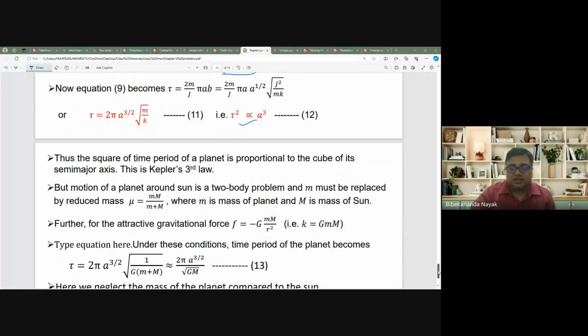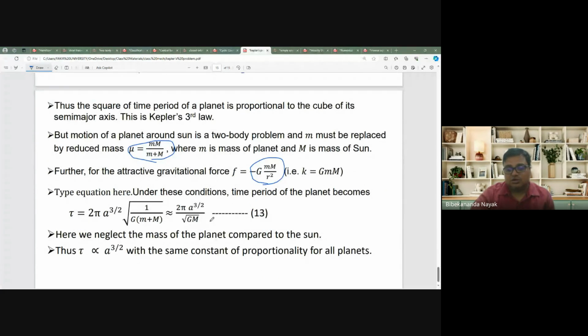For exact motion, you can replace m by the reduced mass, m M by m plus M. And for the attractive gravitational force, the force is equal to minus G m M by r square. Actually, you know the magnitude is G m M by r square, but it is an attractive force, and the total force is equal to minus G m M by r square. So from this you can calculate k. We take minus k by r square, so your k will be G m M. Put this, and we have found the exact form of tau, where tau square is proportional to a cube. And Kepler's third law. Clear?